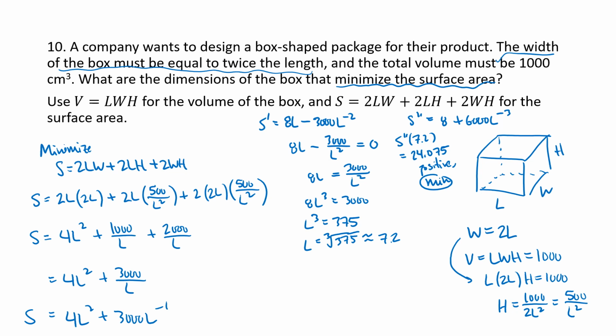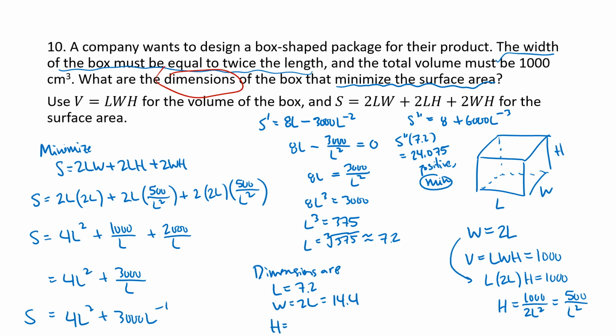The only thing now I have to do is to answer the question. And again, this question asks for the dimensions, which means I'm not just able to give the value of L, I need to give the value of the other variables as well. So the dimensions are, well, I know L, 7.2. W is 2L, so that's 2 times 7.2, which is 14.4.